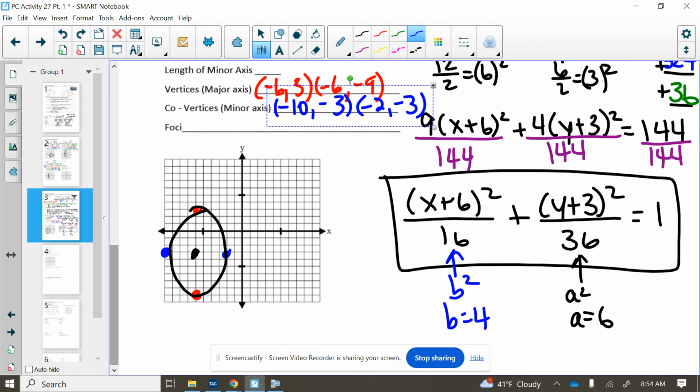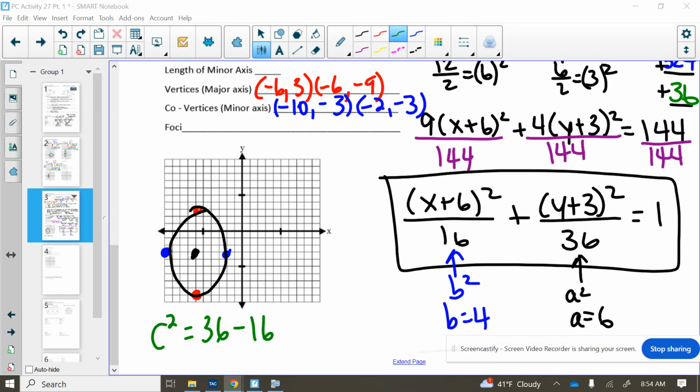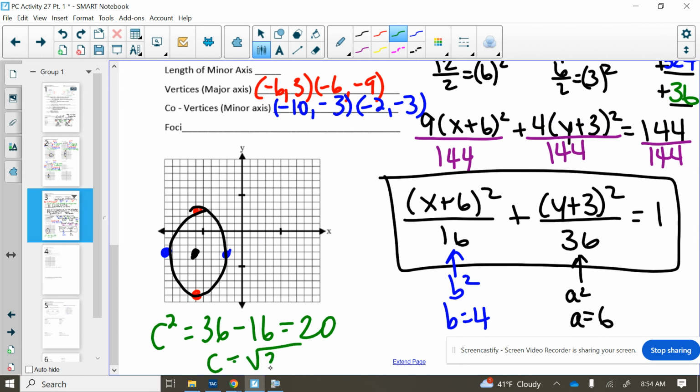Now, last but not least, to get our foci, remember c squared equals our a squared value minus our b squared value. So in this case, that's going to come out to be 20, or the square root of that, actually, which is about 4.5. So 4.5 units up, 4.5 units down from our center. So we could say -6, comma, -3, plus or minus, if we're being a little lazy, square root of 20, because we're going up square root of 20 or down square root of 20.